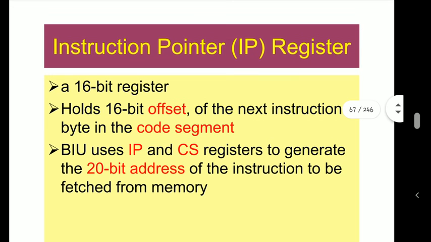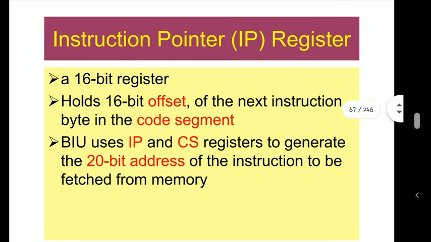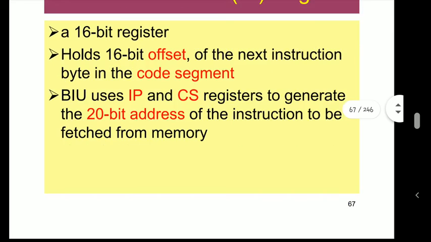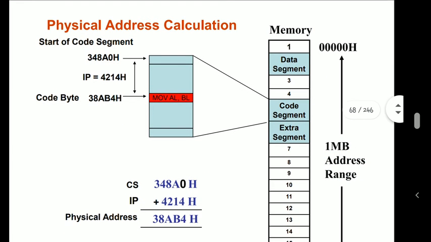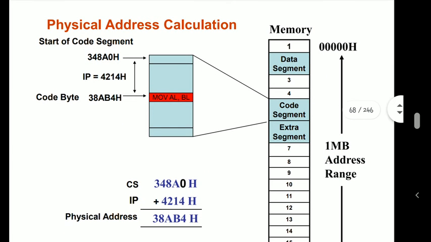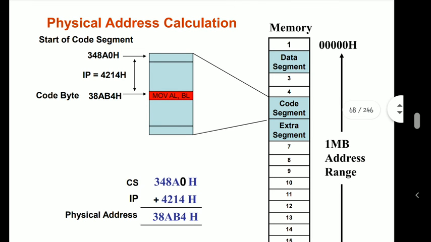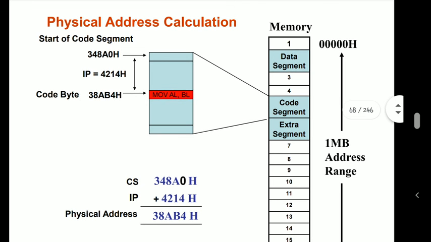The instruction pointer is a 16-bit register that holds a 16-bit offset of the next instruction byte in the code segment. The bus interface unit uses the instruction pointer and the code segment register to generate the 20-bit address of the instruction to be fetched from memory. This is how to calculate the physical address of a memory location: code segment starting address plus instruction pointer. Adding the two values gives the physical address of each instruction.